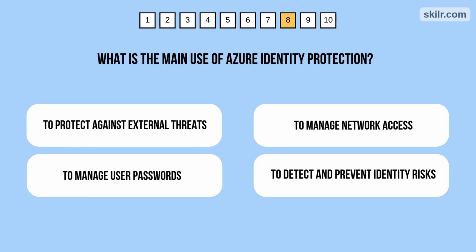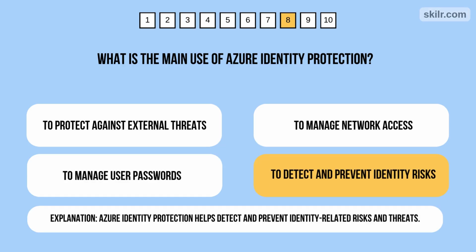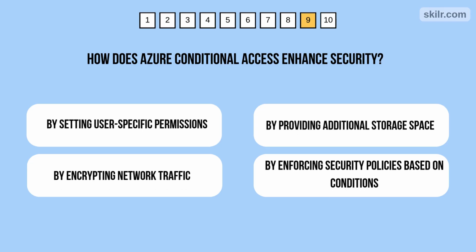Question 8. What is the main use of Azure Identity Protection? The answer is to detect and prevent identity risks, as Azure Identity Protection helps detect and prevent identity-related risks and threats. Question 9. How does Azure Conditional Access enhance security?